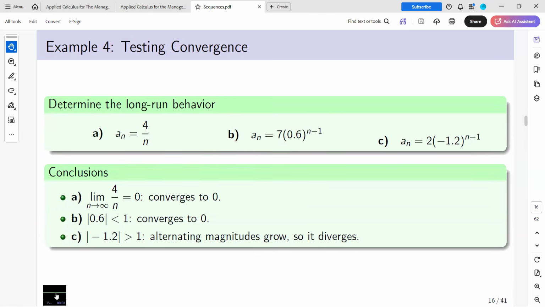In Part A, a fixed numerator divided by a growing denominator approaches 0. In Parts B and C, compare the absolute value of the ratio with 1. Part C changes sign and grows, which is not exactly the definition of settling down.